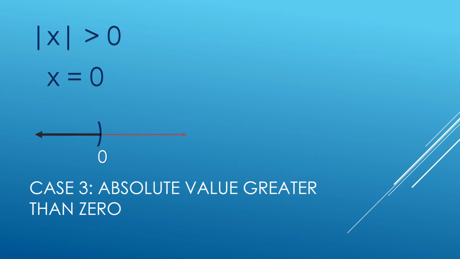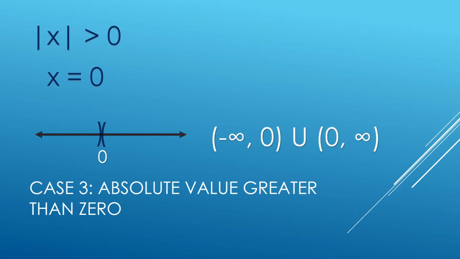Notice I put the parentheses to the left and shade everything to the left, not including 0. And I put an open parenthesis at 0 again and shade everything to the right, again not including 0. So my solution will be all the real numbers except 0. And one way to write that is the union operator. From negative infinity to 0, union 0 to infinity.